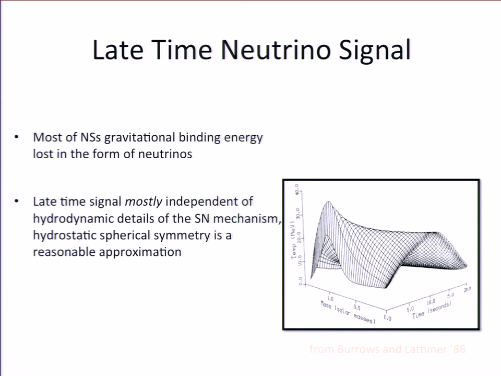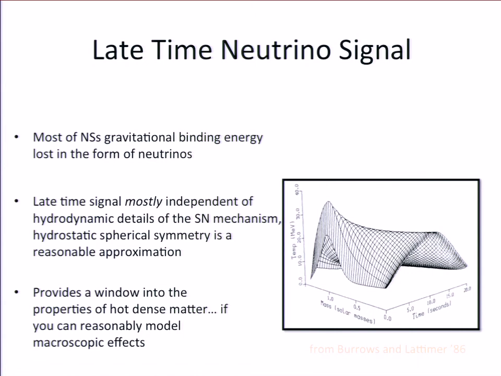One of the nice things about the late time signal is that it's mostly independent of all the details of the mechanism for the core collapse supernova. So as long as you know what the run of entropy and lepton fraction in this proto-neutron star is, you can sweep some of the details of the explosion mechanism under the rug. And you can just deal with hydrostatic spherical symmetry, which means that you've reduced the complexity of the problem significantly from the 3D simulations that you need to do for full core collapse.